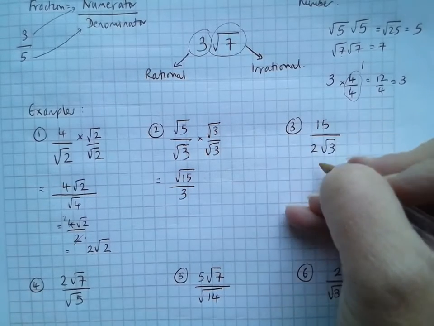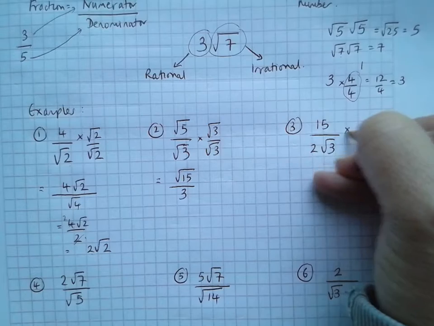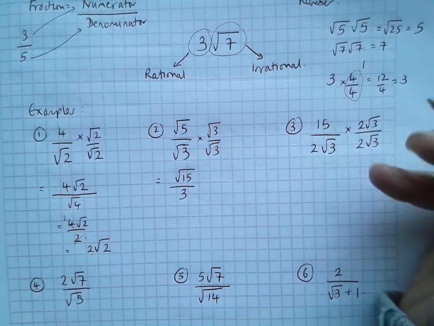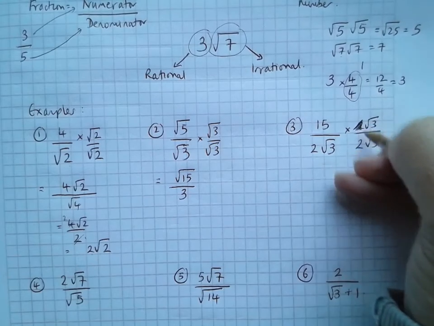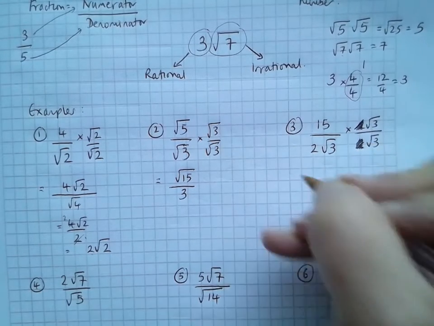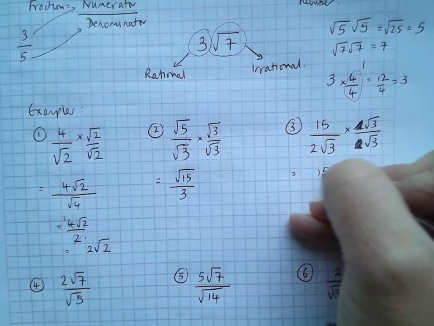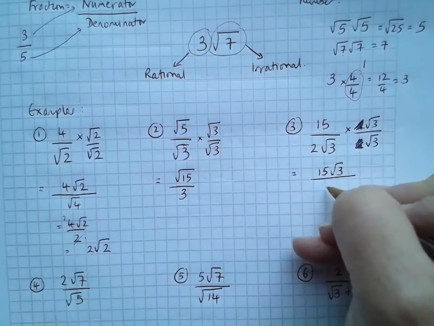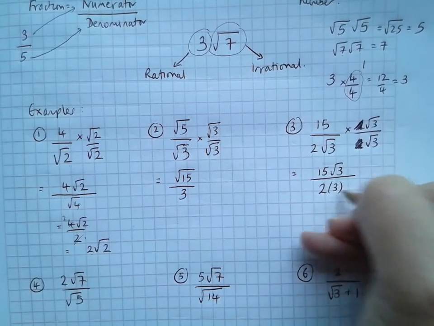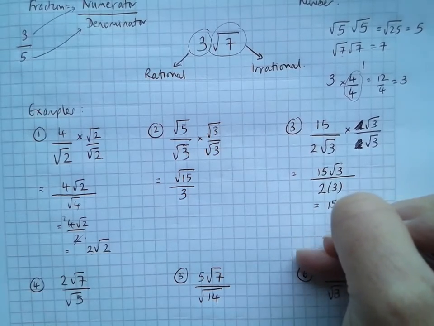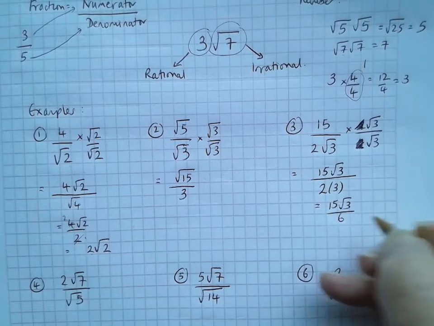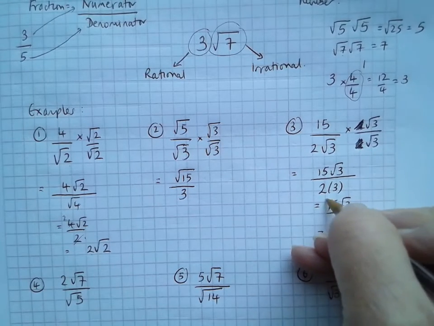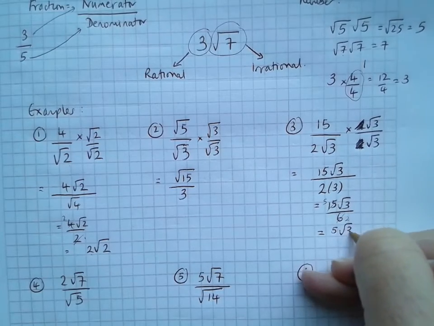Here I've got 15 over 2 root 3. I'm going to multiply above and below by 2 root 3. Actually, I probably don't need those 2's, so let's get rid of those, because they're not going to help me make it a rational number. So I've got 15 root 3. And I've got 2 by root 3 by root 3, so 2 by 3. So I have 15 root 3 over 6, and that will cancel. 3 goes into 3 once, 3 goes into 15 five times, and 3 goes into 6 twice, so I've got 5 root 3 over 2.